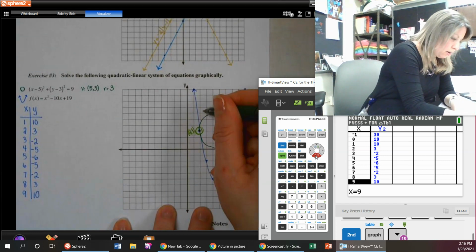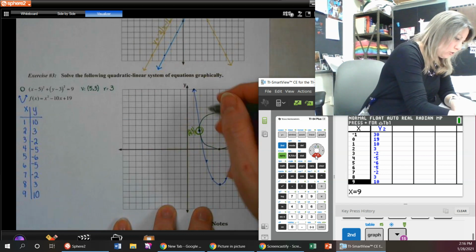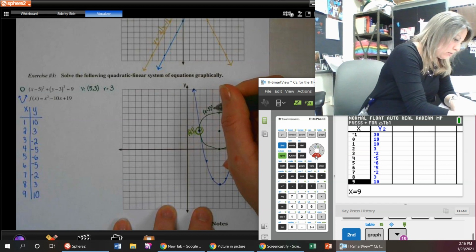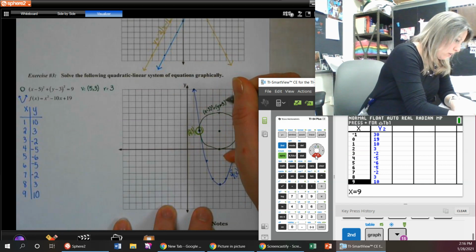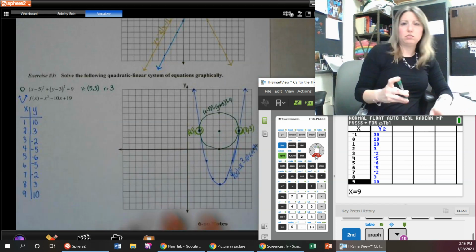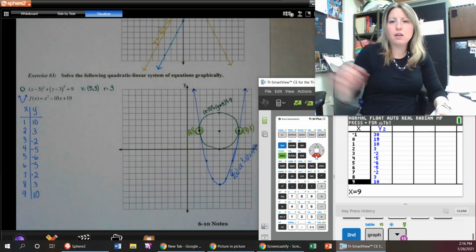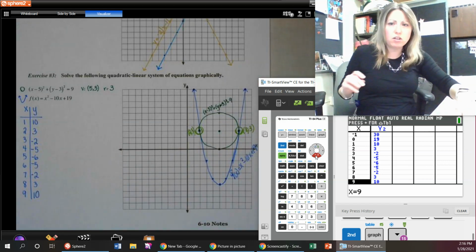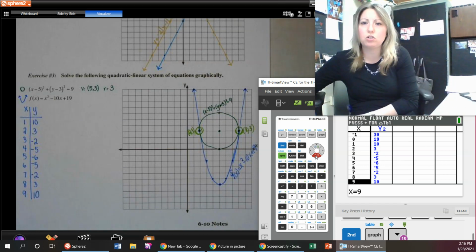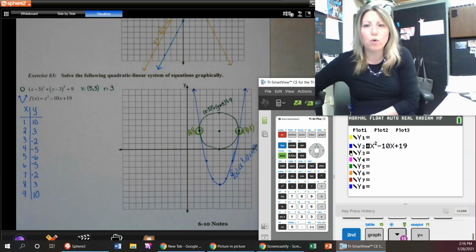Circle label, it's over here. (x - 5)^2 + (y - 3)^2 = 9. I got my labels on there. Let's get the circle in the graphing calculator. And so I'll kind of show you where to do that.